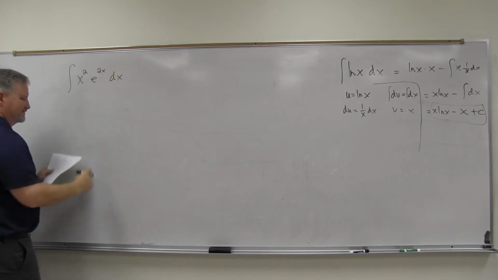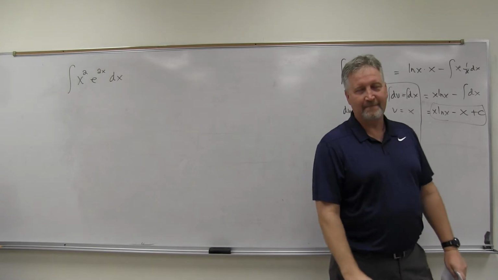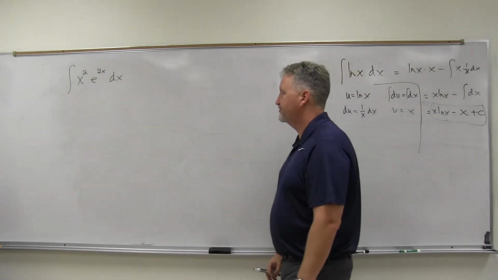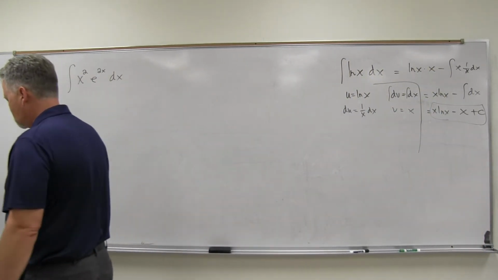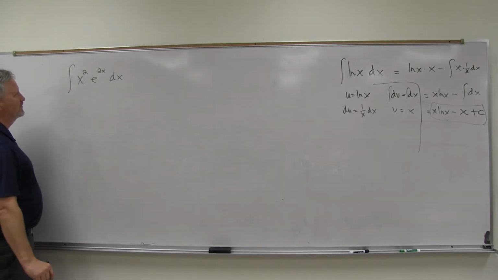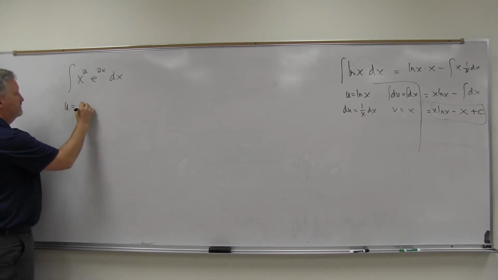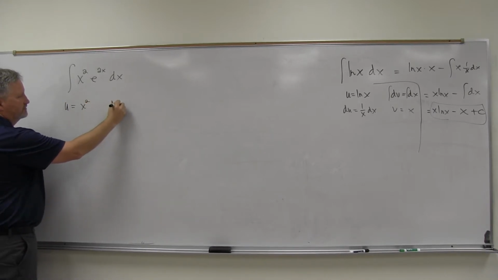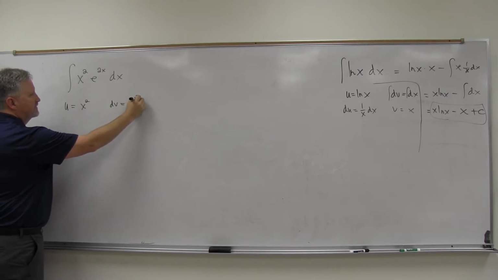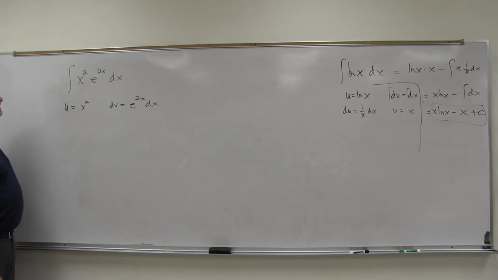But let me show you one more. Okay. X squared times e to the 2x, dx. Doesn't look too daunting, but let's see what happens here. What do you think? U equals x squared, and try one way. If it doesn't work that way, try it the other way, or try it another way.